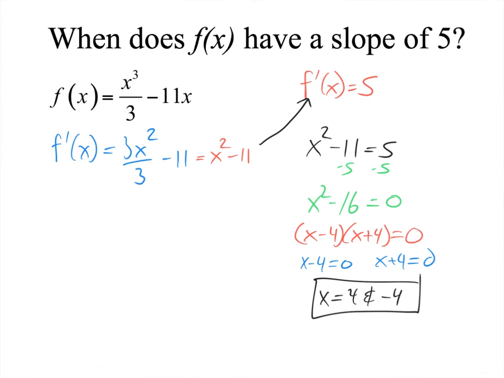That is, when does f of x have a slope of 5? When means x values. At these x values, this function has a slope of 5.